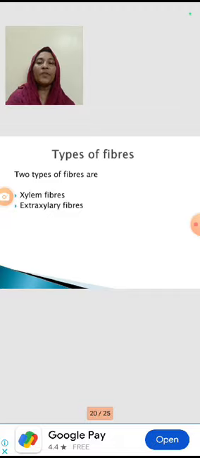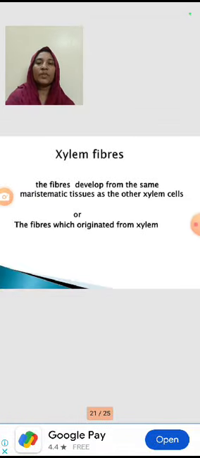Types of fibers. Fibers are classified into two types: xylem fibers and phloem fibers. Xylem fibers develop from the meristematic tissues and are known as xylem fibers. Then phloem fibers originate from the primary and secondary phloem.